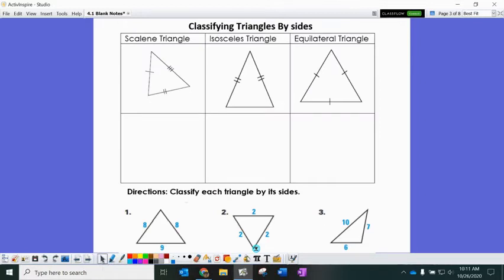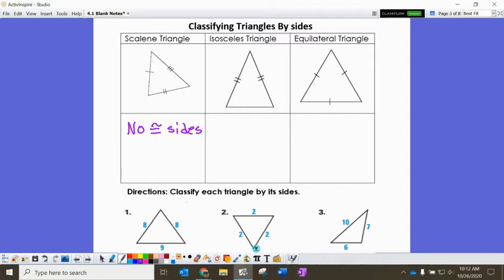Okay, so we want to talk about classifying triangles according to their sides. The first type of triangle is a scalene triangle. I would say most triangles are scalene triangles, which means that they have no congruent sides. Look at the marks on the three sides of the triangle. Each of them has a different mark because each side has a different measure.